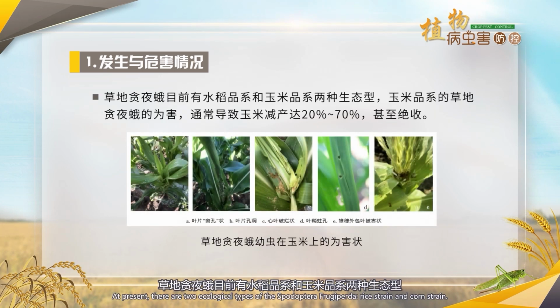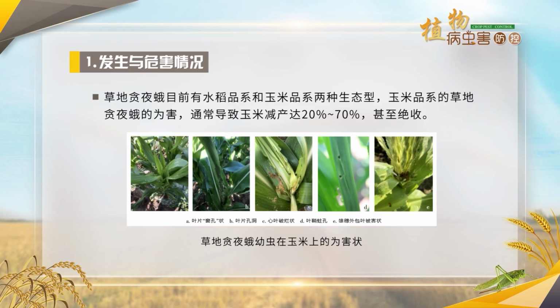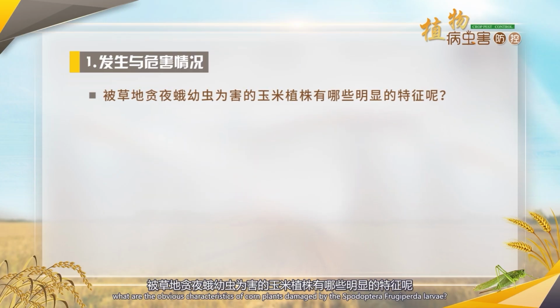At present, there are two ecological types of the Spodoptera frugiperda, rice strain and corn strain. The yield of corn damaged by the Spodoptera frugiperda corn strain is usually reduced by 20 to 70%, and even no harvest. So, what are the obvious characteristics of corn plants damaged by the Spodoptera frugiperda larvae?